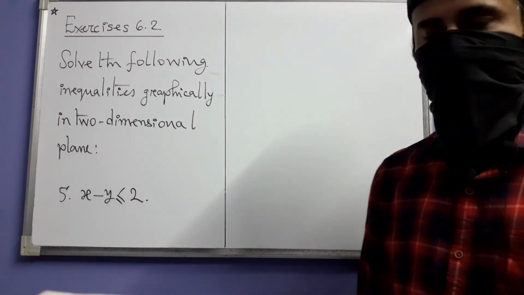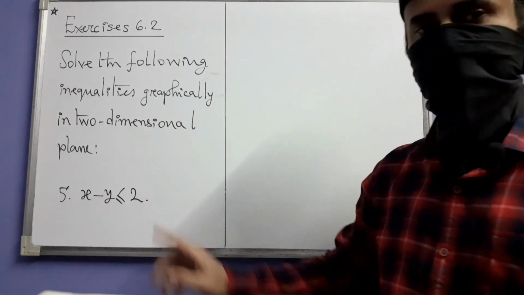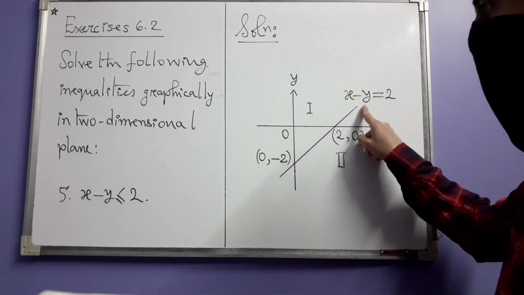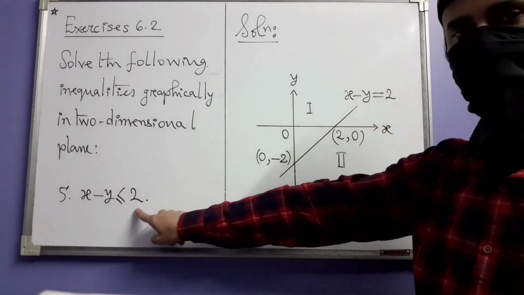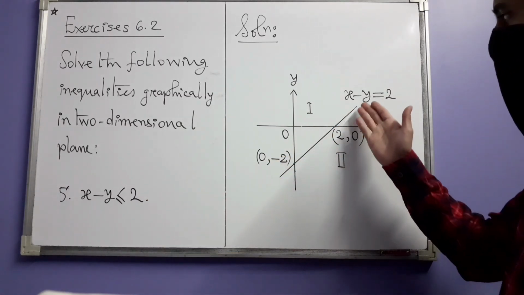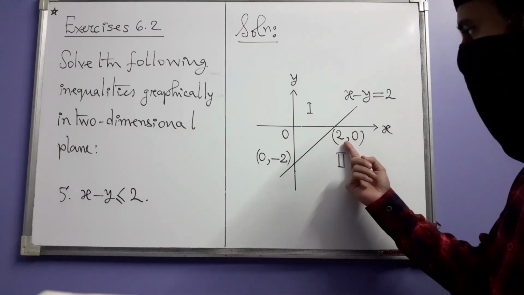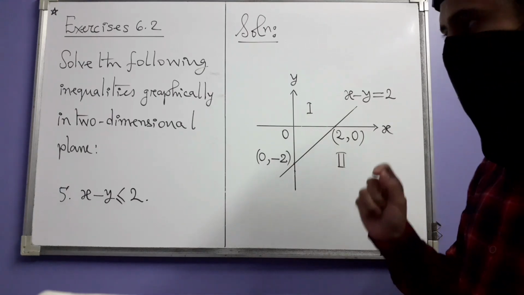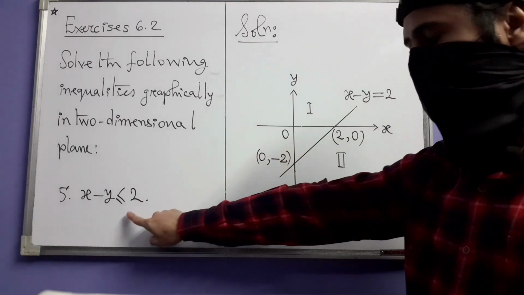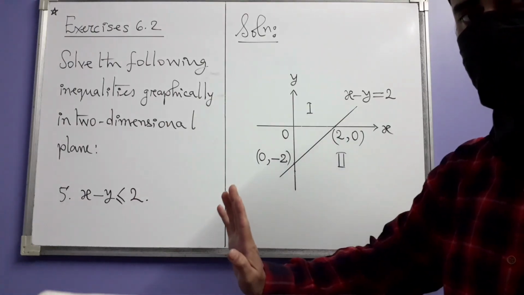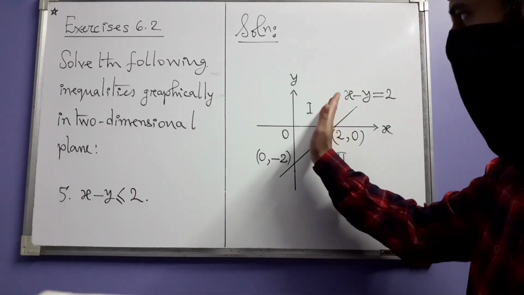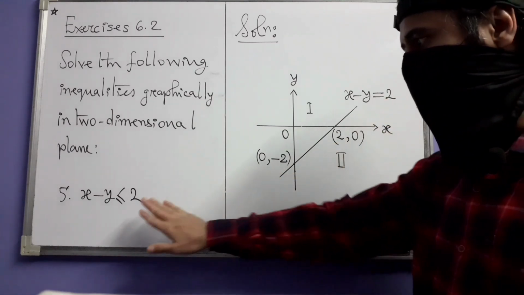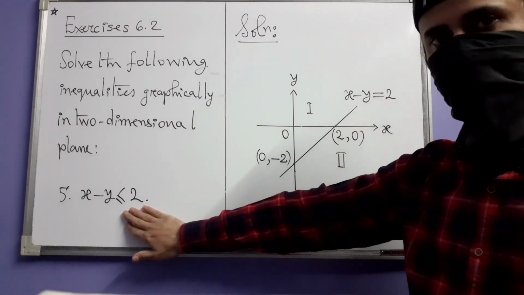Let's see another one, number 5, where the inequality is x minus y less than or equal to 2. So we first draw the graph of the equation x minus y equal to 2, which we obtain from this inequality. And that is this straight line which passes through these two points 2 comma 0 and 0 comma minus 2, and we get our half planes 1 and 2. Now you substitute the coordinates of the origin into this inequality and you see that it is satisfied. So that means the solution set will be all the points in half plane 1 along with all the points on this straight line because there is option for equality.